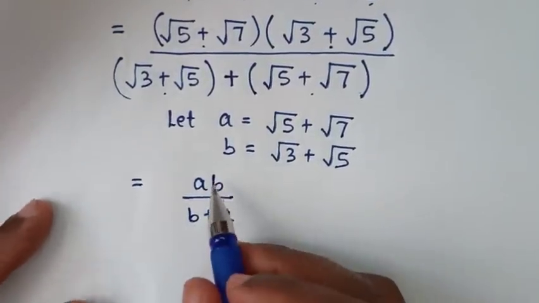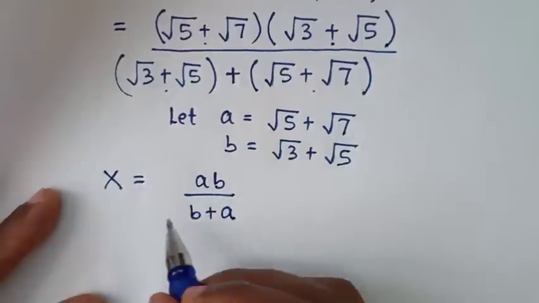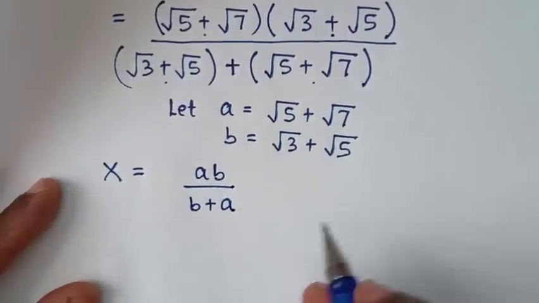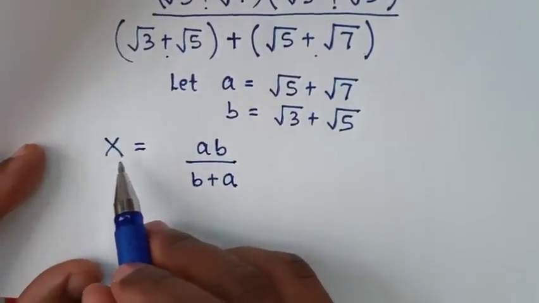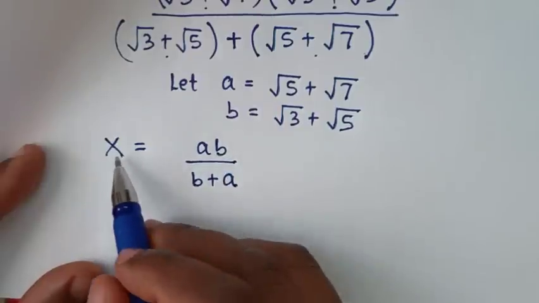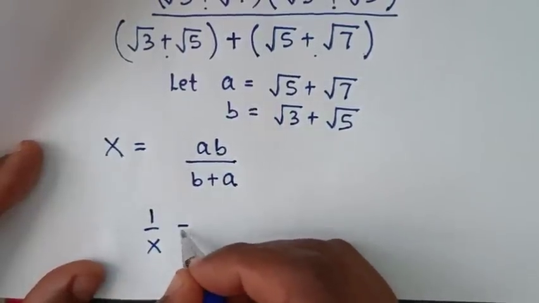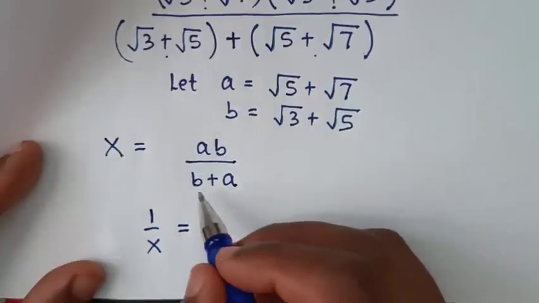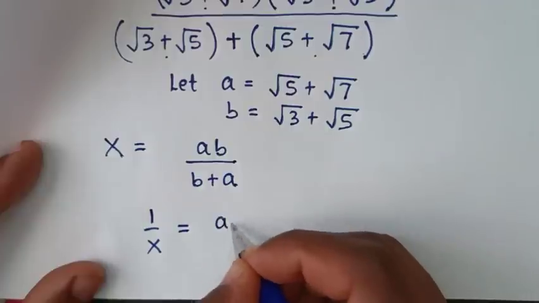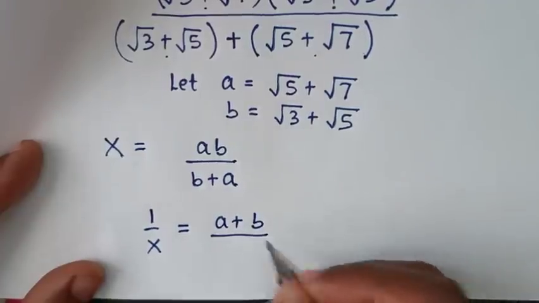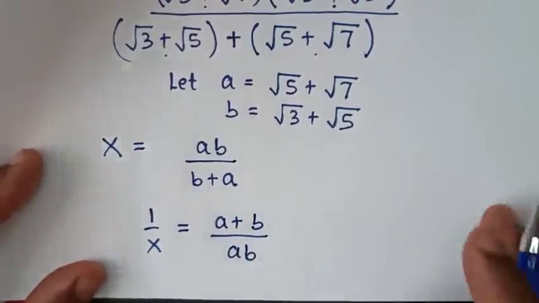Now we'll let all this be x, so we'll be finding x. Then in the next step we'll find the reciprocal, so as to simplify this. The reciprocal of x is 1 over x, which is equal to the reciprocal of this. It will be b plus a, this will be in the numerator, so it will be a plus b over, this will be in the denominator, so it will be ab.